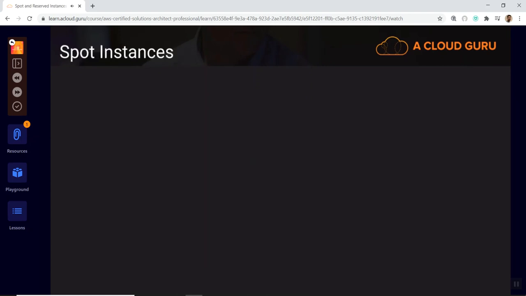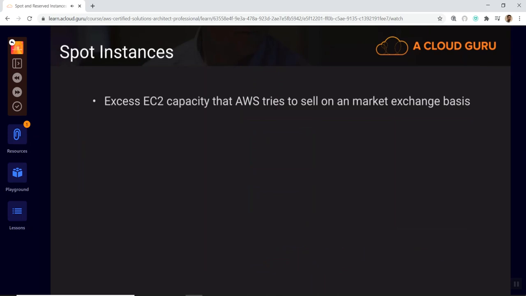Let's talk about spot instances. At any one time, AWS has lots of excess capacity, and that's just due to the nature of the business. They don't know when we're going to ask for more resources, so they always have to have it available. But the genius here is they've been able to monetize that excess capacity on a market exchange basis.